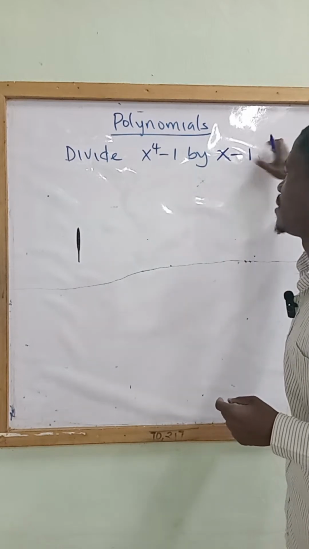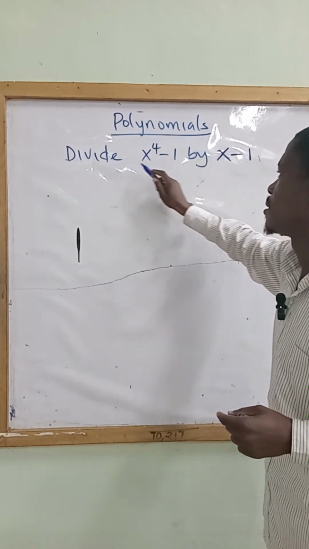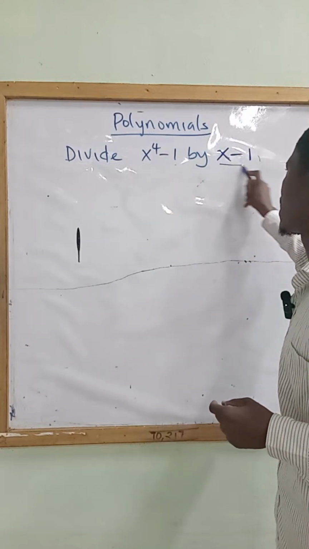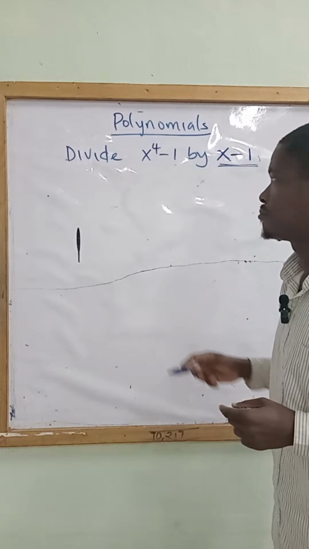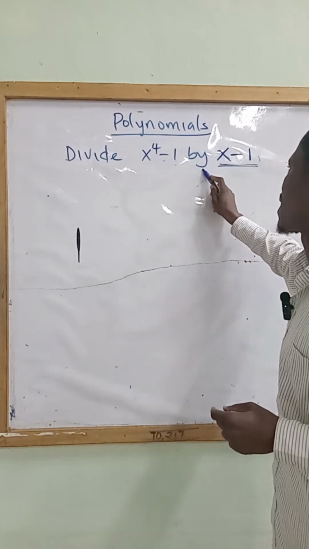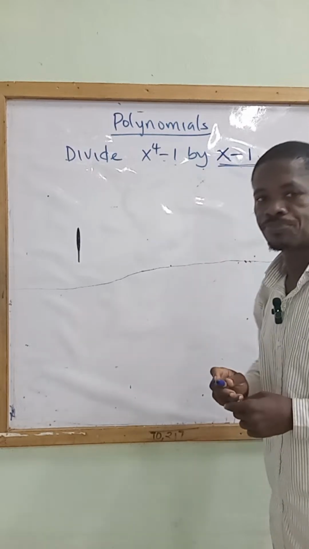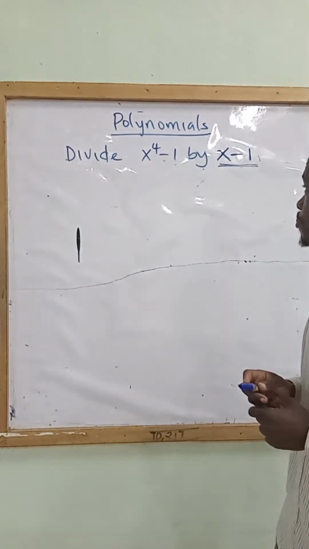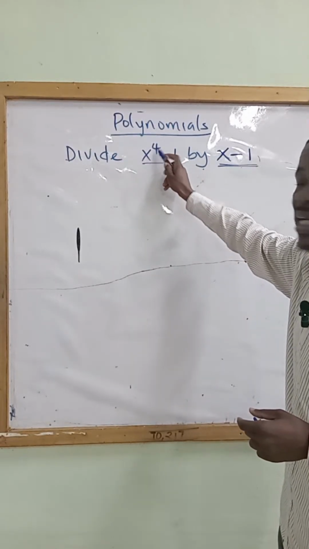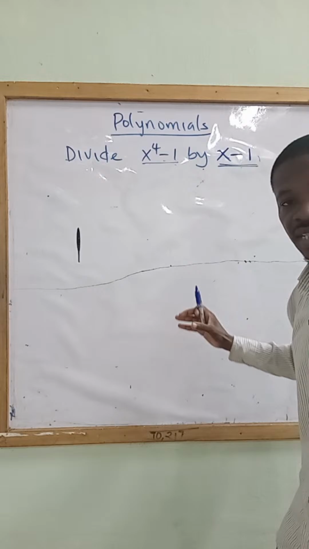The first one we have here is to divide x to the power 4 minus 1 by x minus 1. Okay, so this is a polynomial of power 4, and for this one, we're going to use long division.